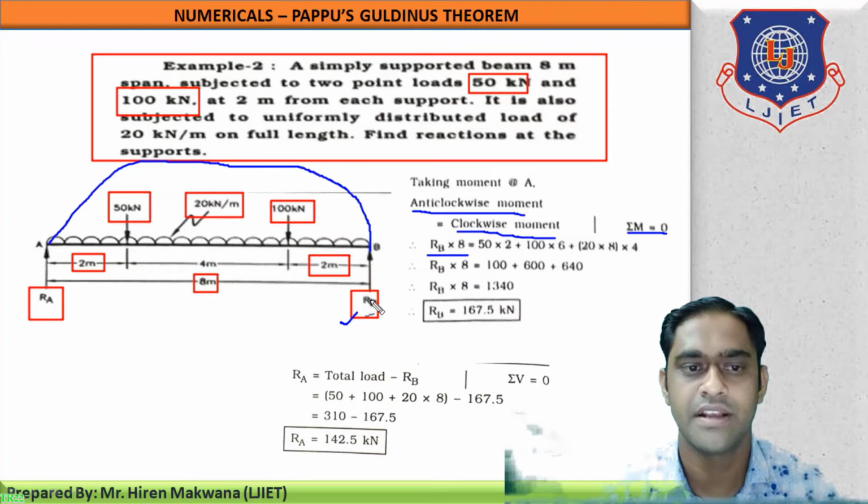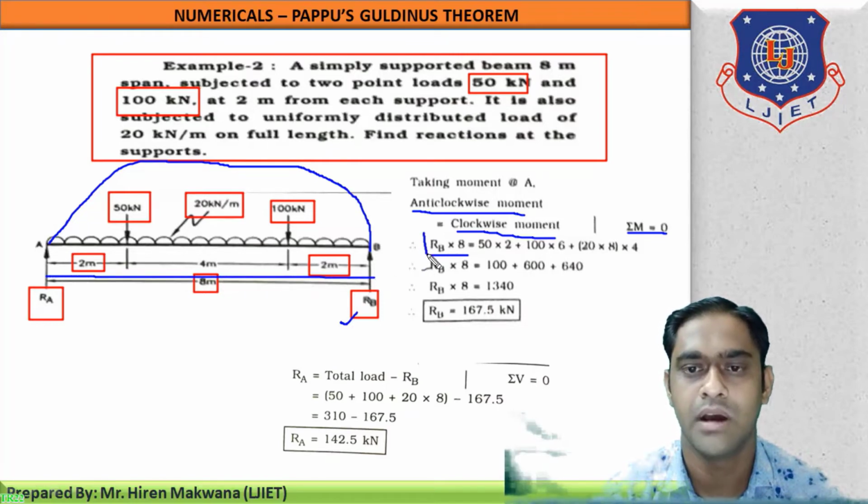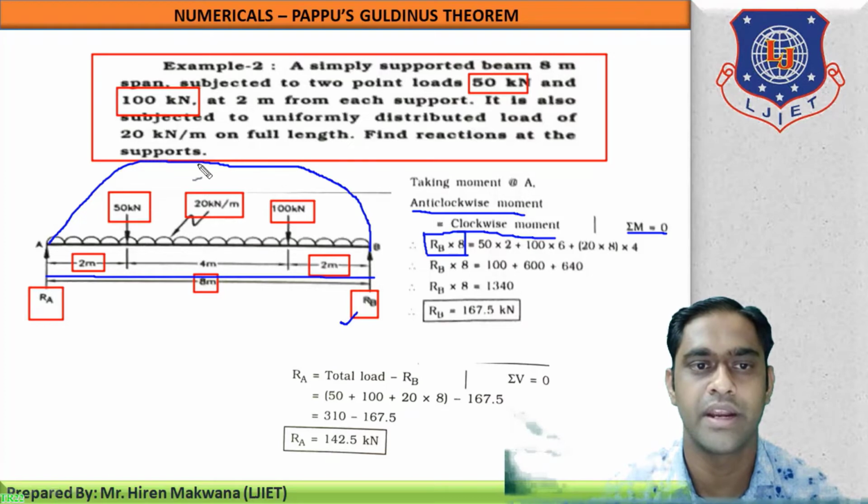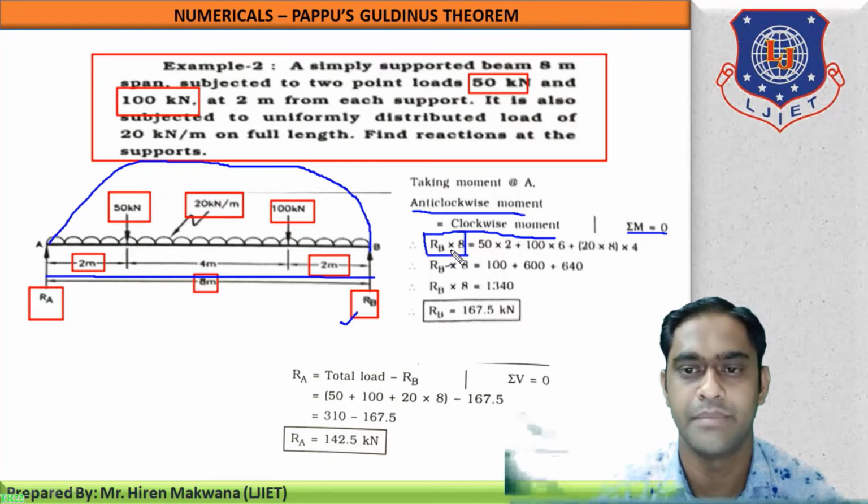Now what is 8? It is the distance from point A. 2 plus 4 plus 2. Okay, so the total distance will be 8 meter from point A. So the moment will become RB into 8. Okay, hope you are very clear about this. RB is going anti-clockwise and the distance is 8 meter.